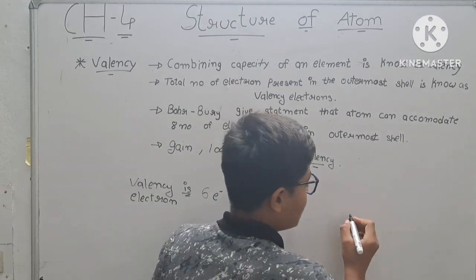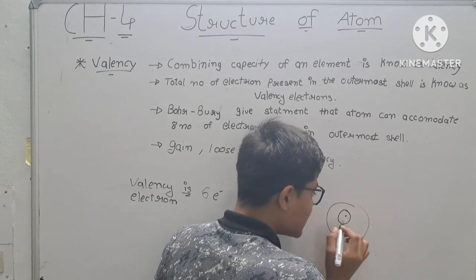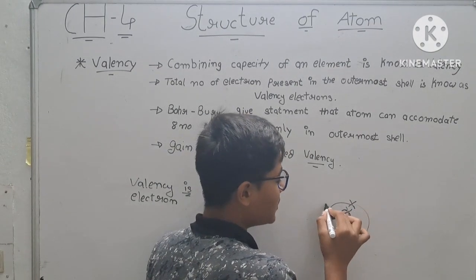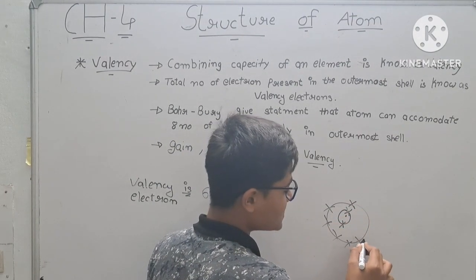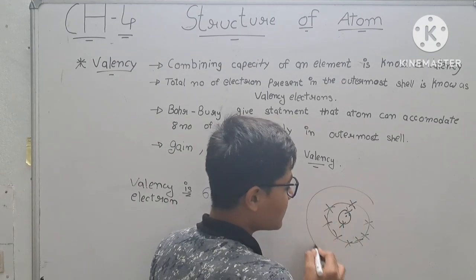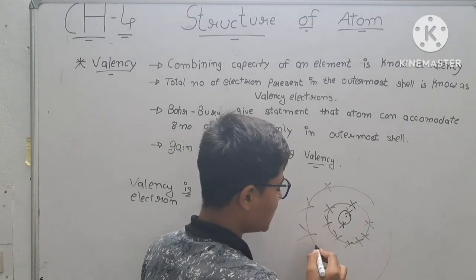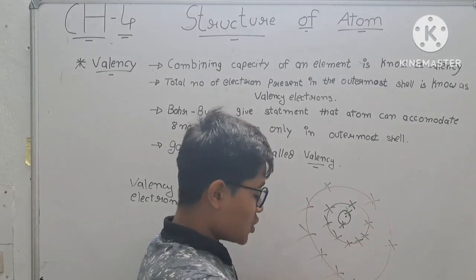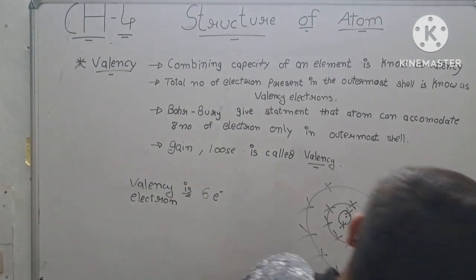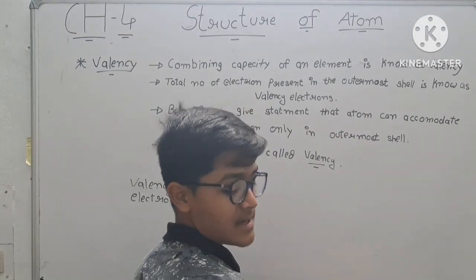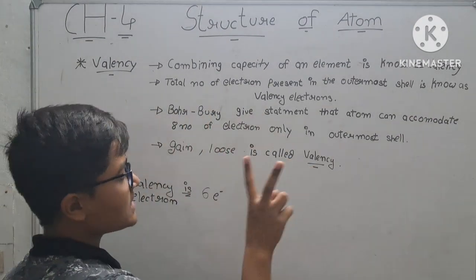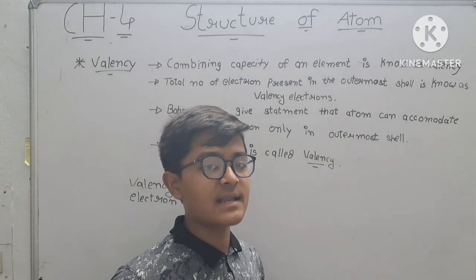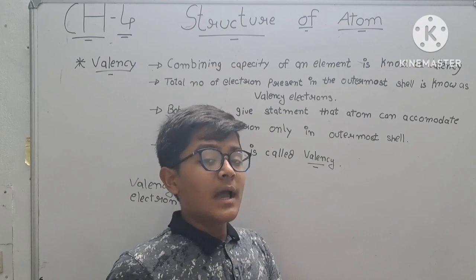That means first shell and second shell. In the first shell there are only 2, not more than 2. And then 1, 2, 3, 4, 5, 6, 7, and 8. There are 4 shells. So it is compulsory that, Bohr and Bury, both are 2 scientists, they said that the total number of electrons that accommodate in the last shell, I am explaining in Hindi, so pay attention.